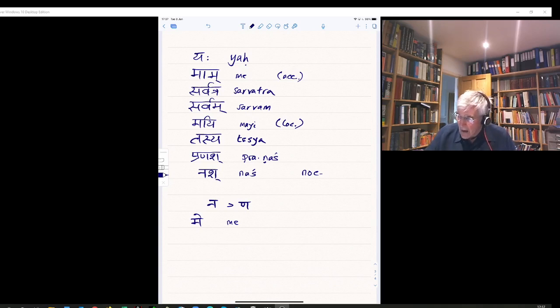For example, mam, the accusative, can stand on its own, or even at the beginning of a sentence or a word group. So can mayi, in me. But me is used as an enclitic tacked onto the end of a word, meaning of me or just me.